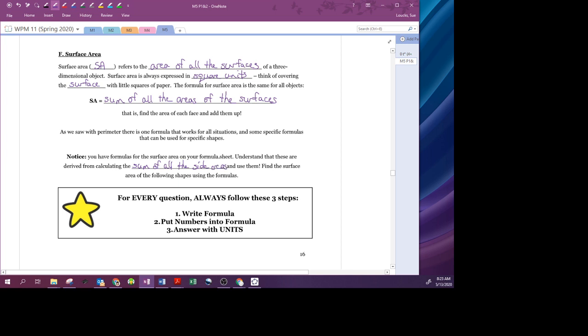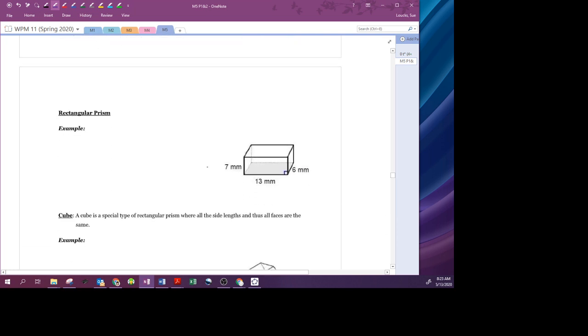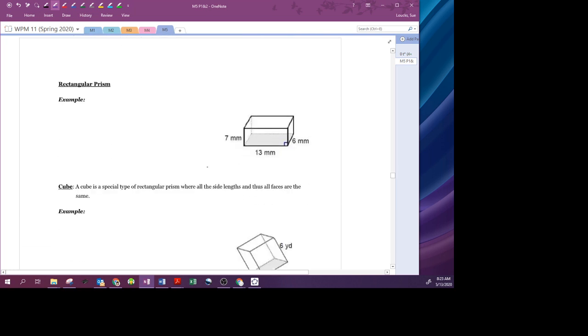All right, and use them. To find the surface area, you always use the following steps. You use this program, this plan. Write the formula. Put the numbers into the formula. Answer with units. That should sound familiar by now. All right, let's do a couple of examples.